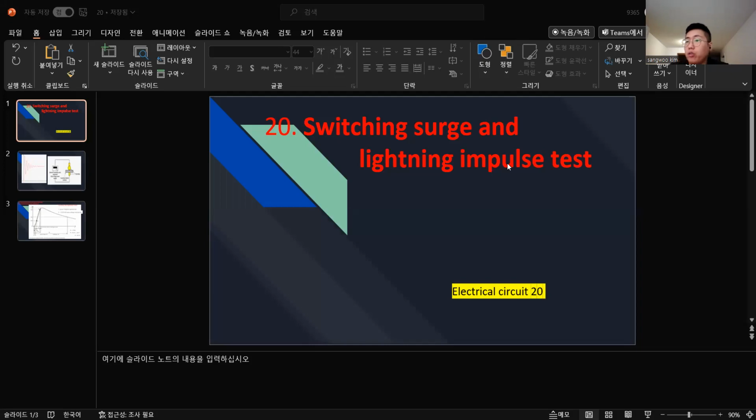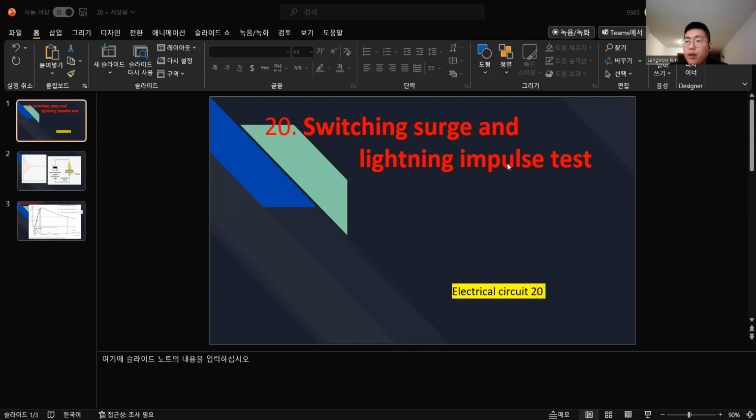We learned about LC vibration and transient response so far, right? And this is the same mechanism as the switching surge. Because a switching surge happens whenever we switch a device on and off, we cannot avoid it. So it has to happen, and it causes insulation damage, or dielectric damage. That's why it is dangerous. Dielectric breakdown, that's why we also do a quick review about this. And today we will learn about the lightning impulse test.